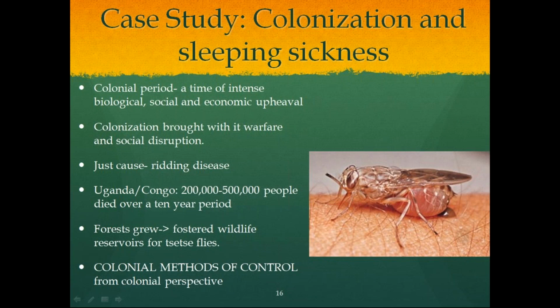What else can we do? Deforestation. Okay, so you want to burn the bush? That's fine. Go ahead. Bush burning. You're the British. What else?